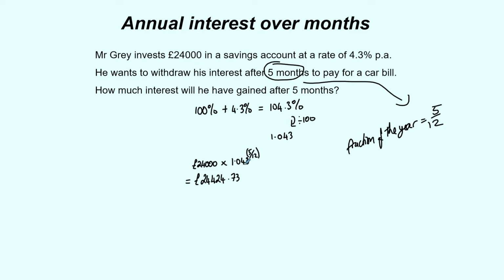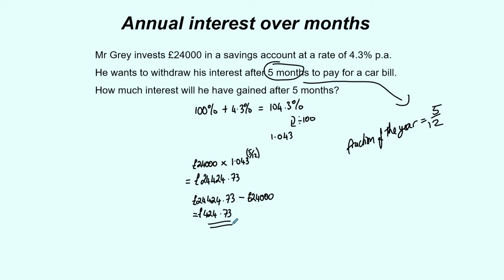So 24,000 times 1.043 to the power, and then I'm opening up a bracket. Some calculators might open up a bracket automatically for you. 5 divided by 12, then close that bracket. If I press equals, that tells me at the end of those 5 months he's going to have £24,424 and 73 pence if we round correctly.